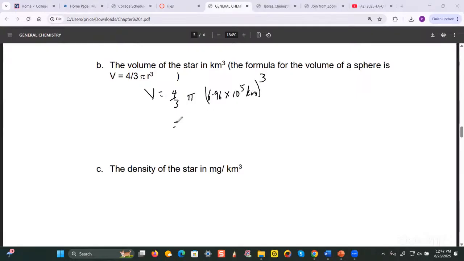Let's see what this gives. I'm going to work out what's within the parentheses first, so that would be 6.96 times 10 to the 5, and then I cube it. Then I multiply that by pi, and then multiply that by 4, divided by 3. According to my calculations, rounding appropriately, that will be 1.41 times 10 to the 18. The units here will be kilometers cubed, which is what the question is asking for. Okay.